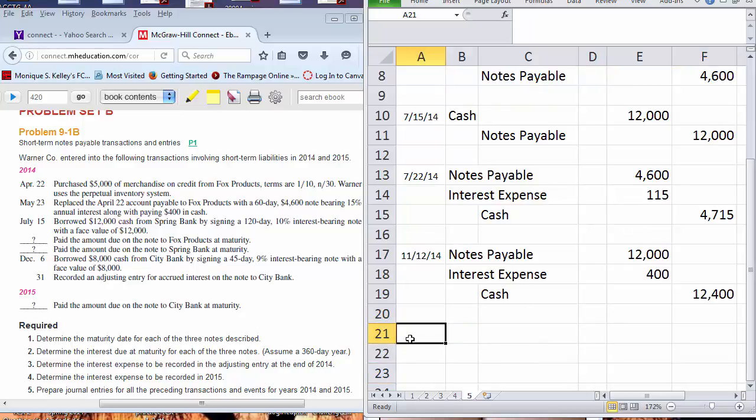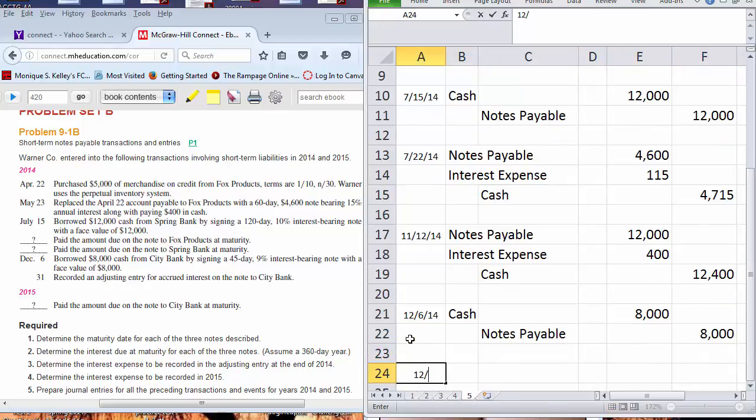And our next entry would be December 6th. So scrolling down, December 6th, 2014. We borrowed some more cash because we had to pay the other cash back. So we're going to debit our cash for 8 grand. And we are going to credit the notes payable for our new lender, which is Citibank, and that'll be 8,000 credit as well.